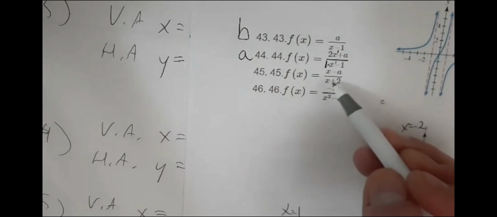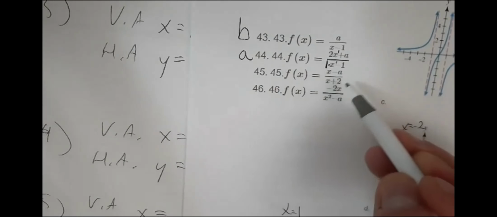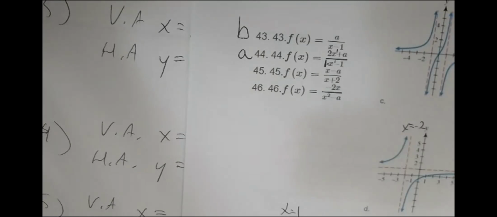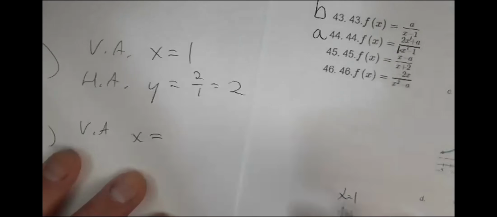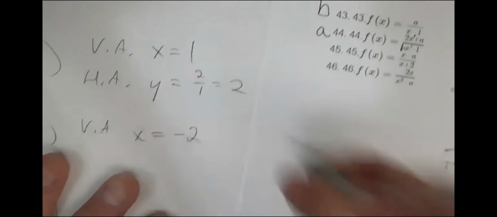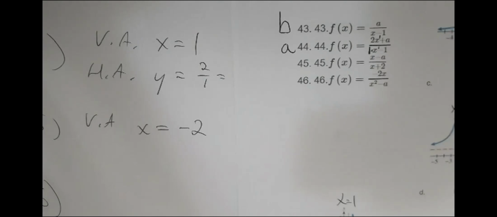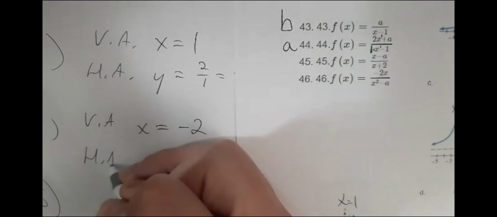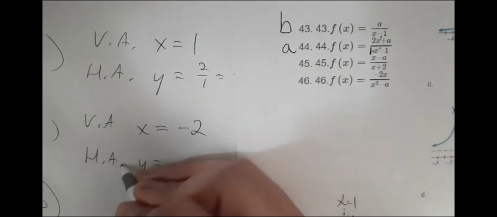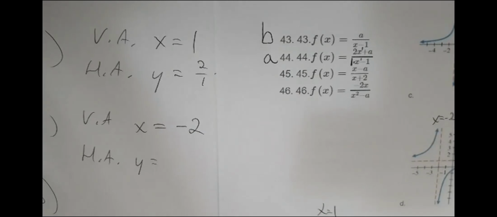So if I want to find my vertical asymptote, what am I doing to 45? X plus 2 equals 0. We said x plus 2 equals 0. And if I solve that, I should be getting x equals minus 2 for my vertical asymptote. If I want to know my horizontal asymptote, does this one even have a horizontal asymptote? And if so, what is it?